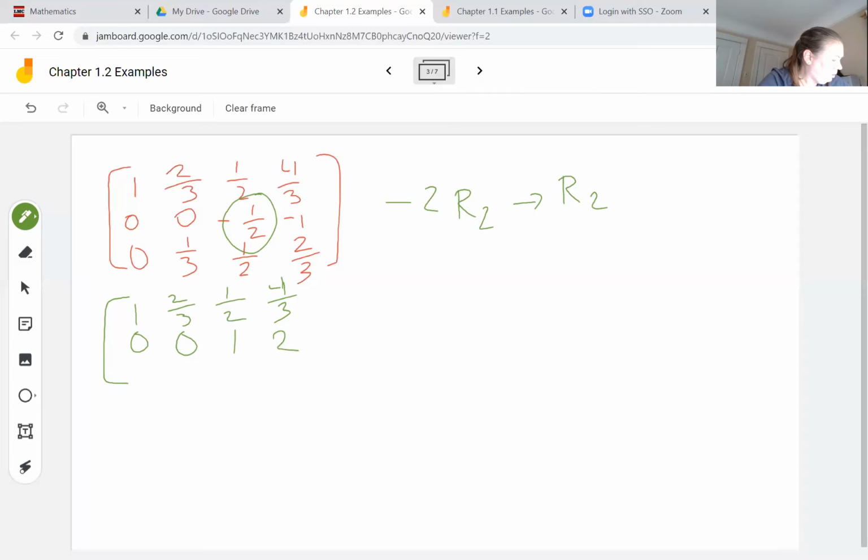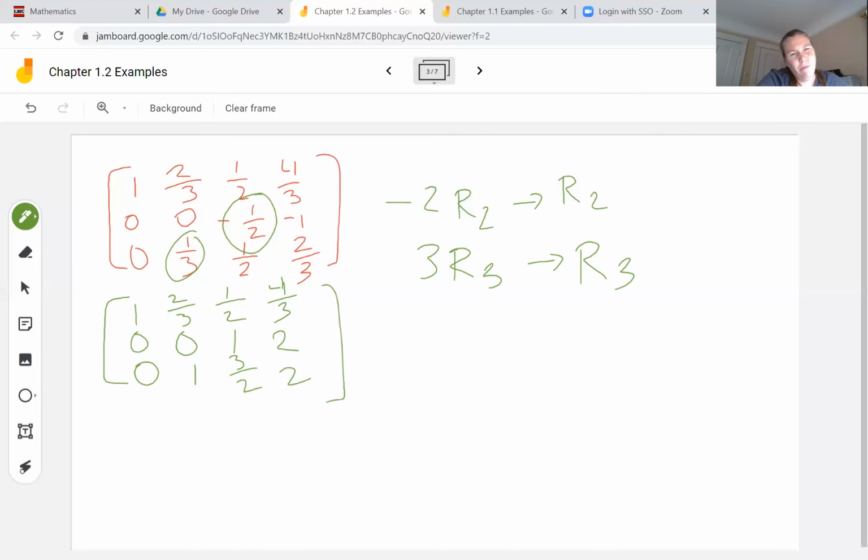And then row 3, I'd like to make row 3 a little bit better too. So let's go ahead and at the same time multiply row 3 by 3 so that I get a 1 here. So my new row 3 is going to have a 1 as its coefficient. So I've got 0, 1, 3/2, and 2.